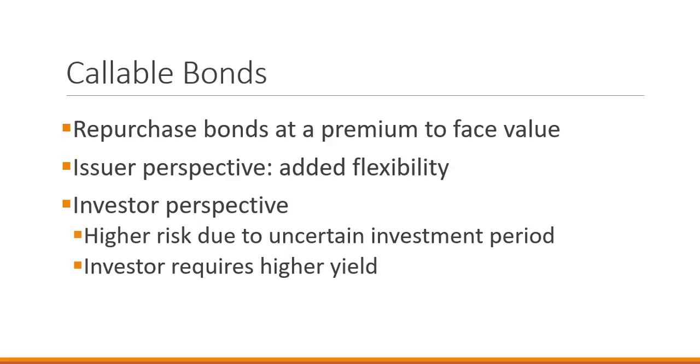Next, callable bonds. Callable bonds are bonds which, at the option of the issuer, at the option of the borrower, can be repurchased. Now, a lender doesn't want this to happen generally. If a lender has a loan at an interest rate that, because of changes in the market, is high, that's good for the lender. High interest rates mean high interest income. But bad for the issuer.